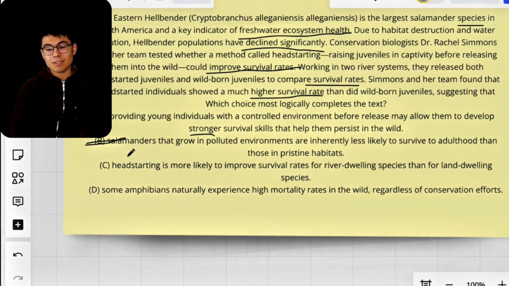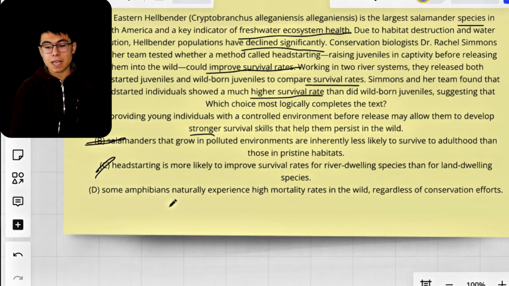Choice C, head starting is more likely to improve survival rates for river dwelling species than for land dwelling species. Well, the passage never compares river dwelling versus land dwelling species. That's why choice C is also wrong.